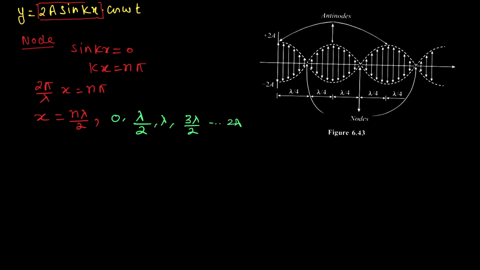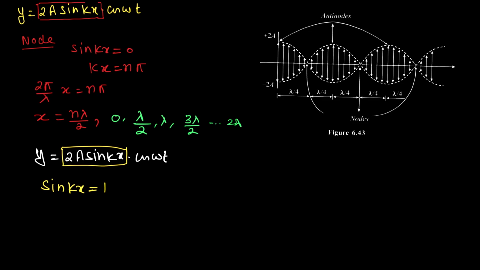So these are the positions of a node where a node happens. Now if I have to find the position of an antinode, we know the amplitude of this one, y is equal to 2a sin kx into cos omega t. The amplitude means this value should be maximum. So what's the maximum value of sin kx?